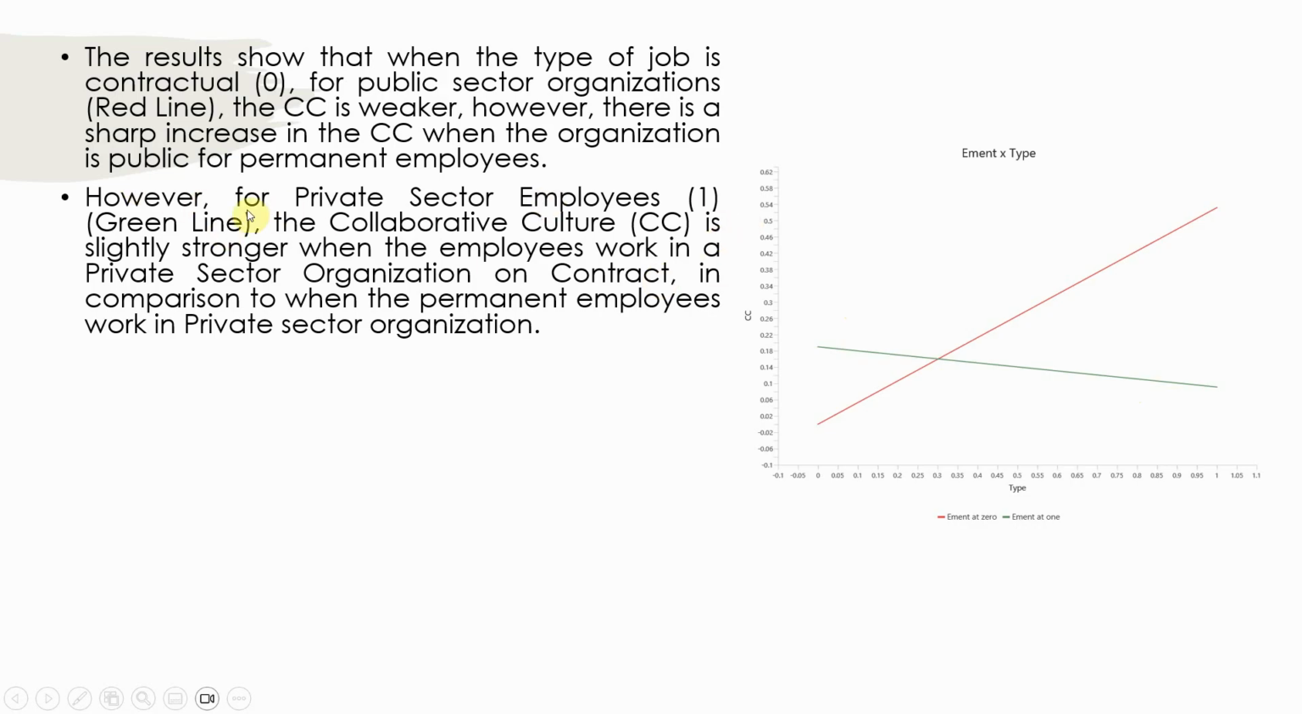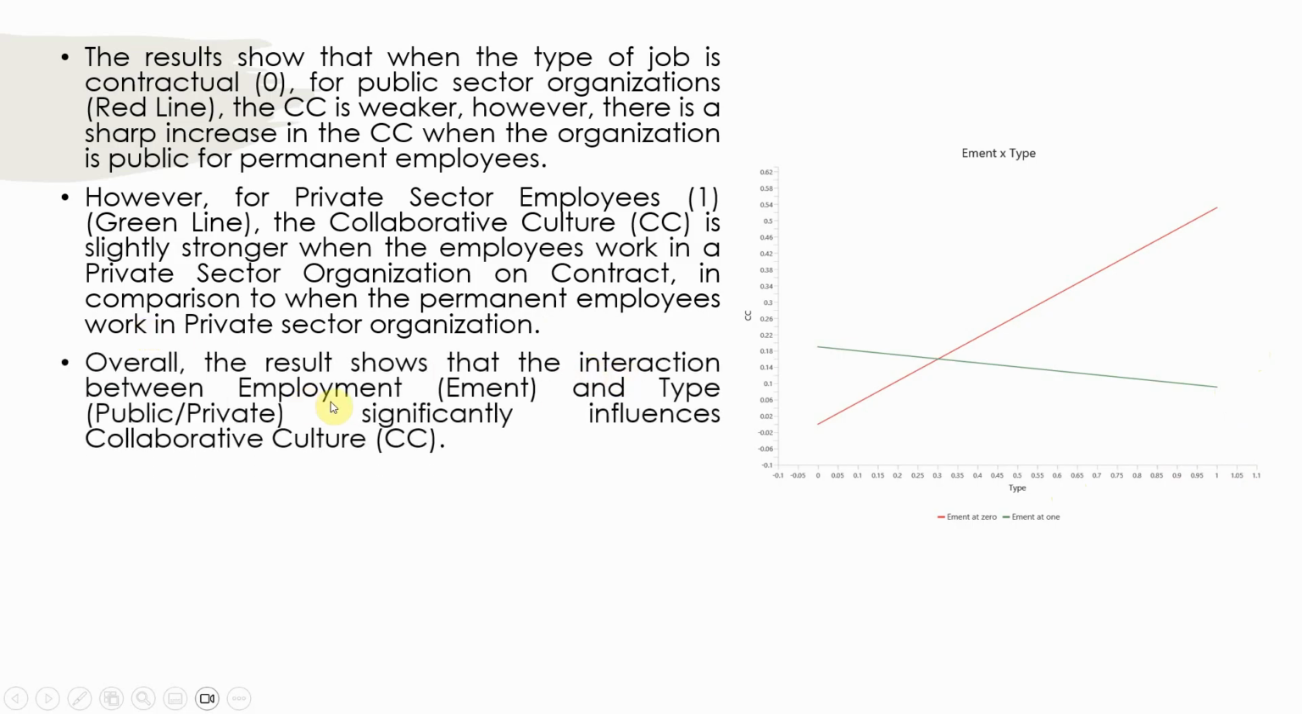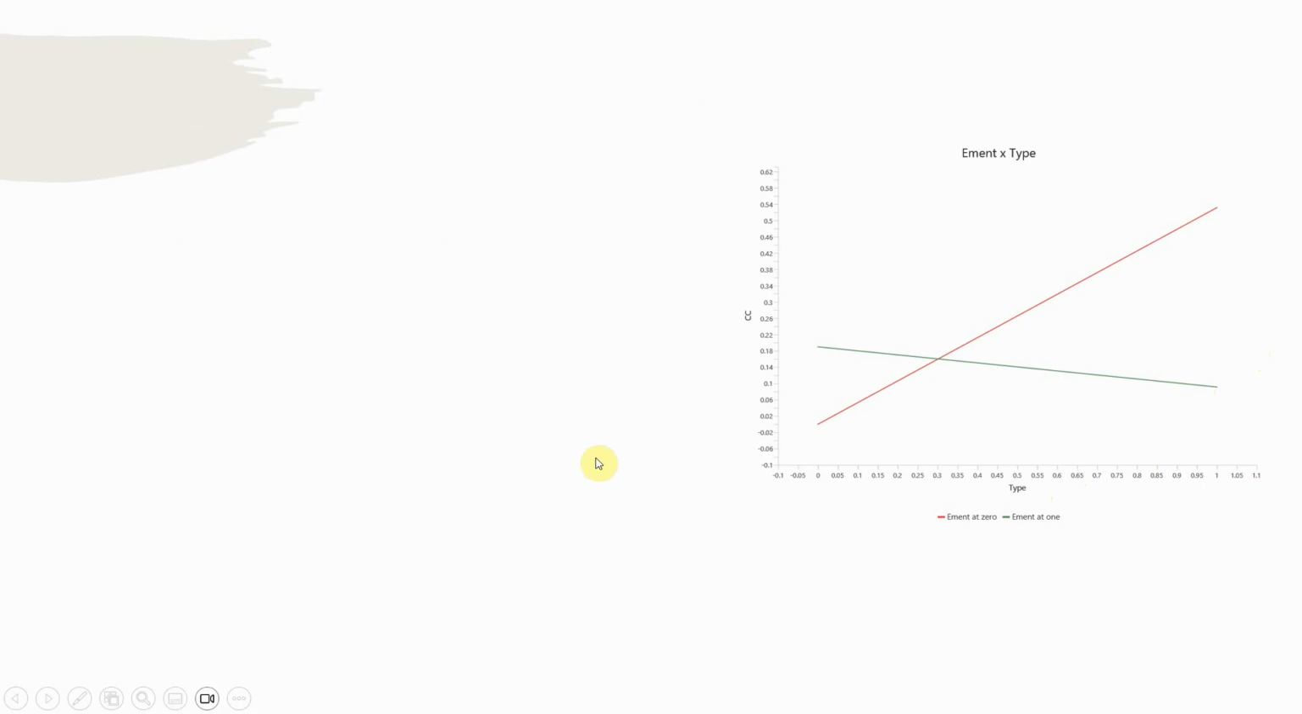For private sector employees, that is your green line, the collaborative culture CC is slightly stronger. Look at this, it's on a higher side. This is for employees working in a private sector organization on contract basis, so 0 is contract. However, when you have a permanent job in a private sector organization, your collaborative culture slightly dies down or becomes weaker. Overall, the results show the interaction between employment and the type of organization significantly influences the collaborative culture, and this is what we have seen here as well.